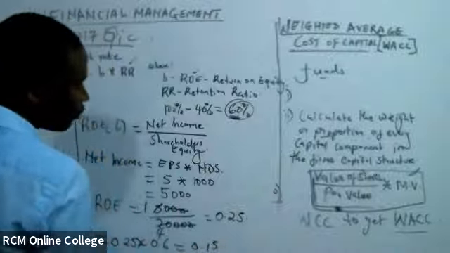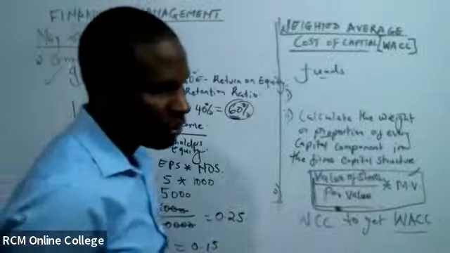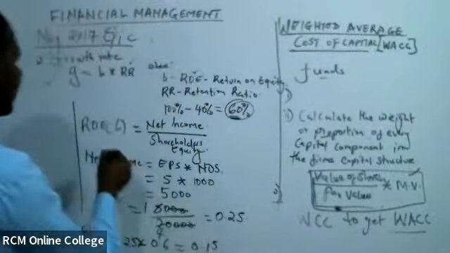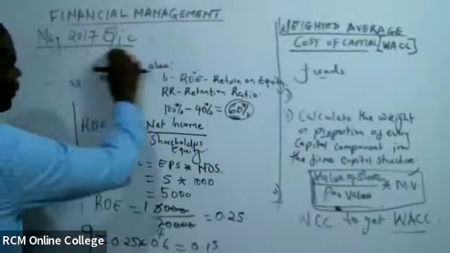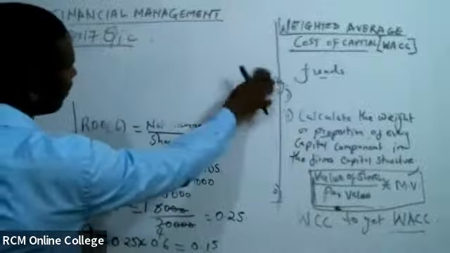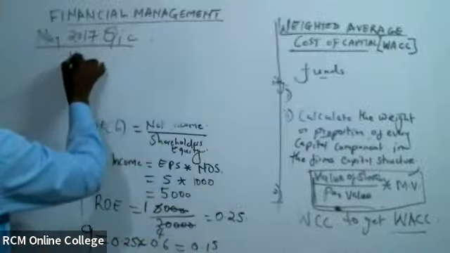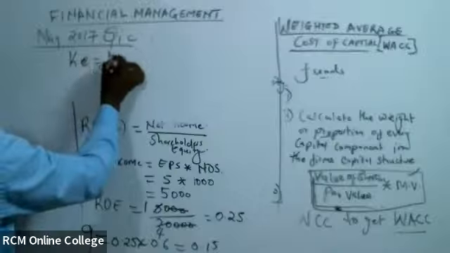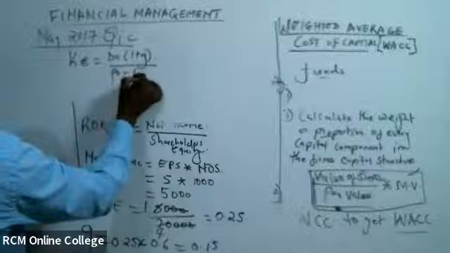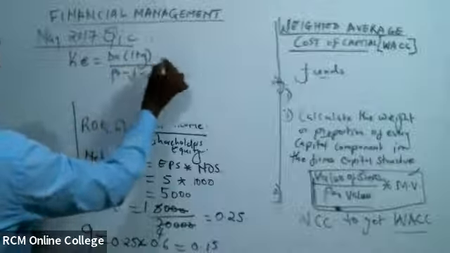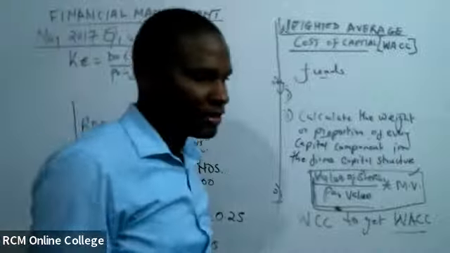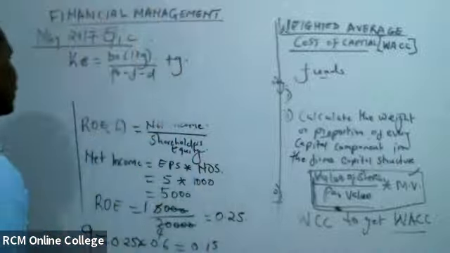We could not have gone to the next part if we had not computed G. Because if I want now to get the KE, which is my Roman number 2, the cost of equity, that is where we are. KE formula is given by D0 (1 plus G) divided by P0 minus F, plus G. Our G is very important for us here.